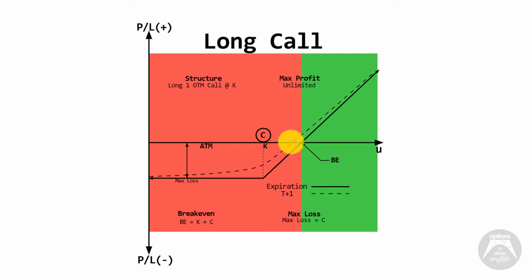And now we're going to do an example. So for this example, we're going to have a certain underlying trading for $90. So we buy a call at the strike price of 100, and we pay $4 for it.